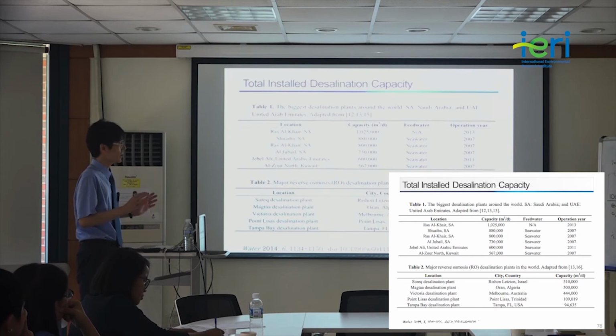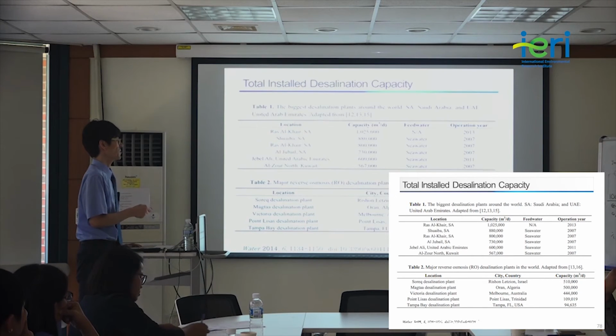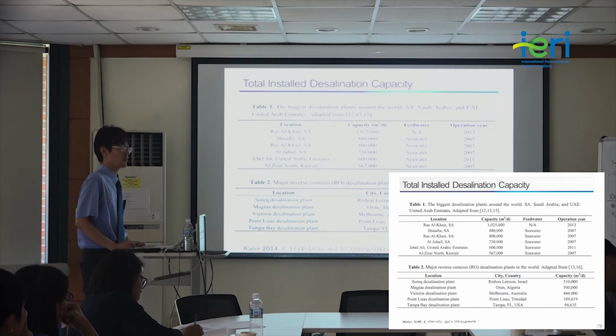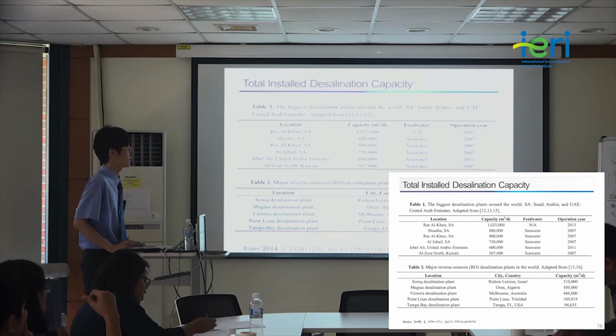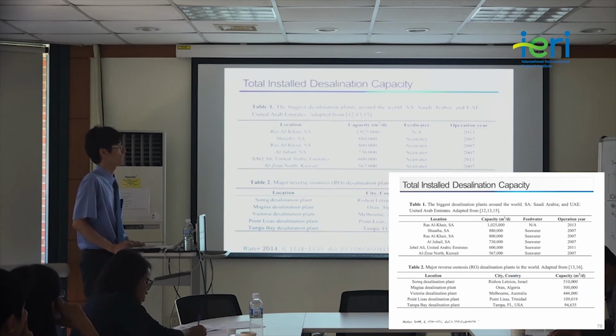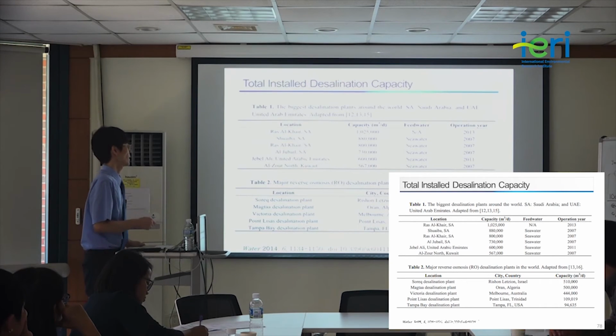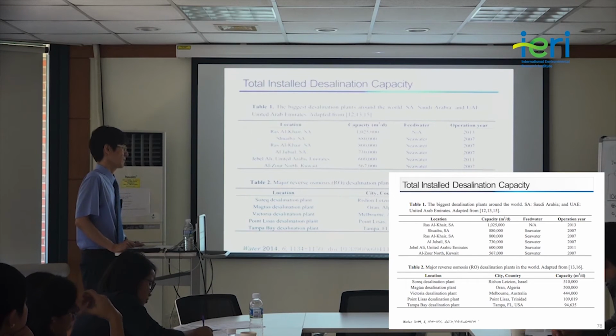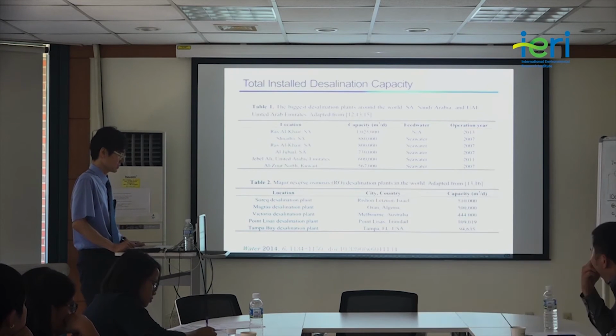And if we narrow down to reverse osmosis desalination plants, the biggest one on record is the desalination plant in Israel. Sorek has a capacity of 510,000 cubic meters per day, and Algeria, Australia, and the United States also have very big reverse osmosis desalination plants.